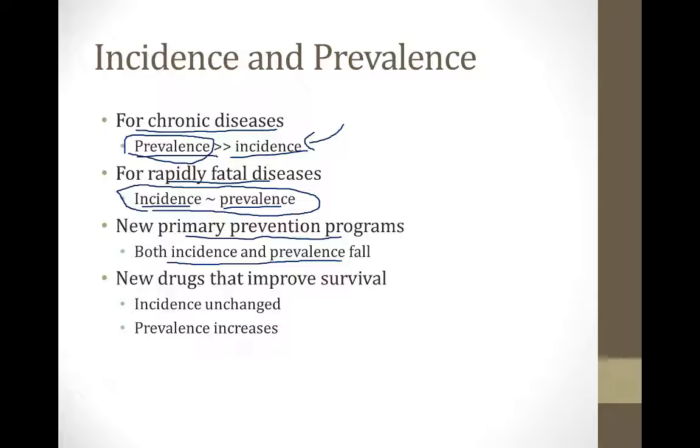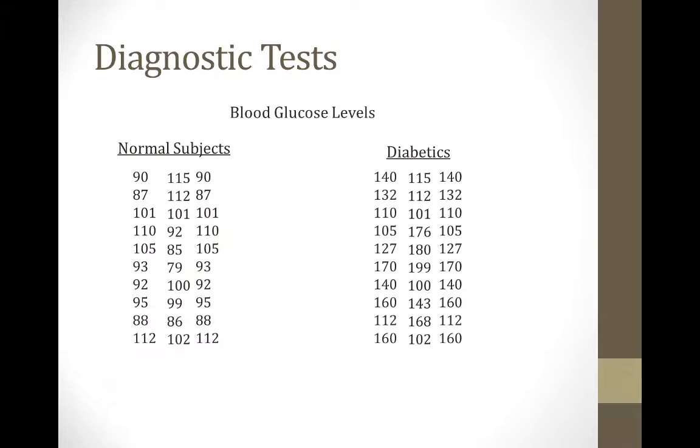On the other hand, if a new drug comes out that improves survival, this is going to leave the incidence unchanged, but it's going to increase the prevalence because people are going to live longer. This happens a lot of times with cancer drugs. Patients live longer with their disease, so we see the same incidence of cancer that we've always seen, but the number of people living with the disease goes up because they're surviving for longer. So now that we've defined those two important terms, let's get into our discussion of diagnostic tests.